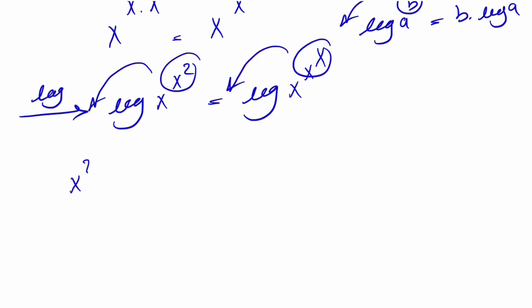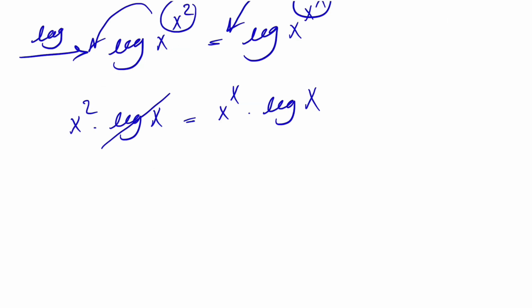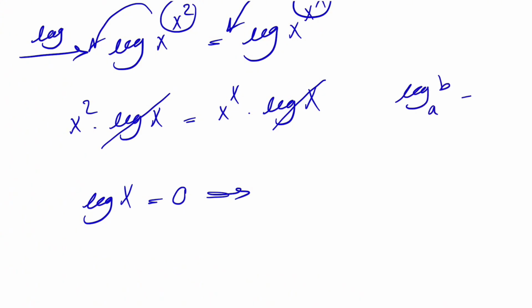So basically we have x squared times log of x is equal to x to the x times log of x. And here we can cancel out the log of x, but before we do that, we need to consider the case where the log of x is equal to 0. And if that's the case, we know from the definition of the log, when we have log base a of b is equal to c, a to the c is equal to b.